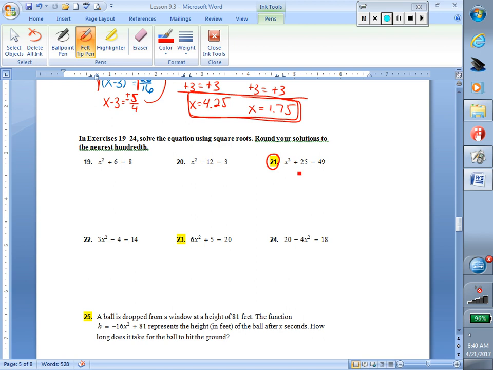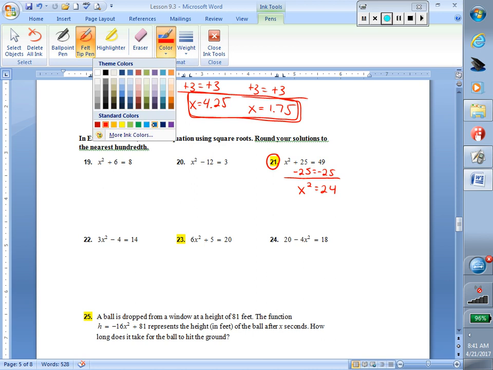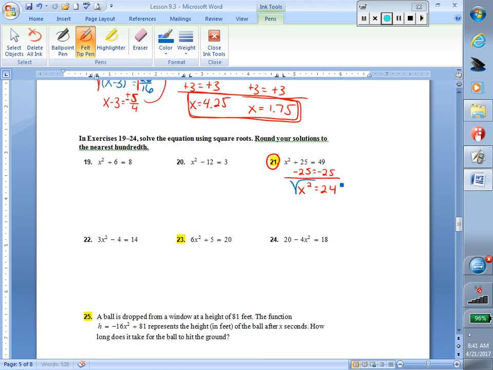To get x squared by itself, I have to subtract 25 from both sides. X squared equals 24. I know my next step is to take the square root of both sides to solve. We're going to get x equals, we're taking the square root of a positive number, so we do a plus or minus in there. But now the square root of 24, I pop that in my calculator, and I don't get a nice whole number. I get 4.898979, a whole bunch of other junk after it.